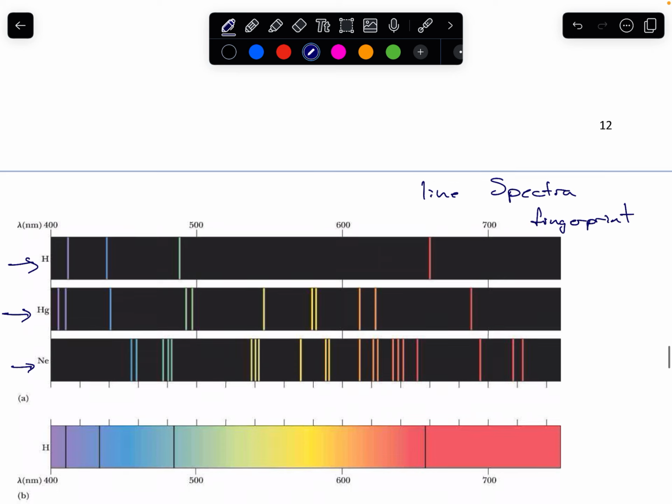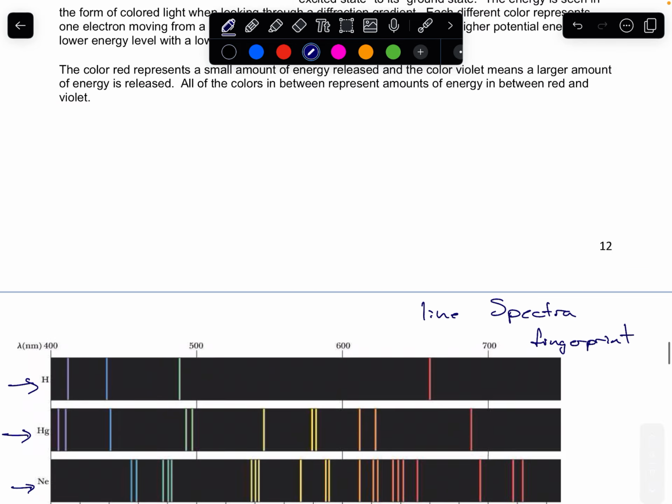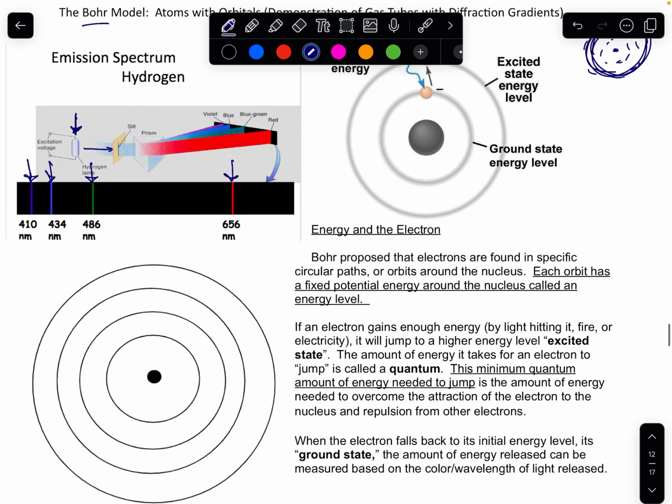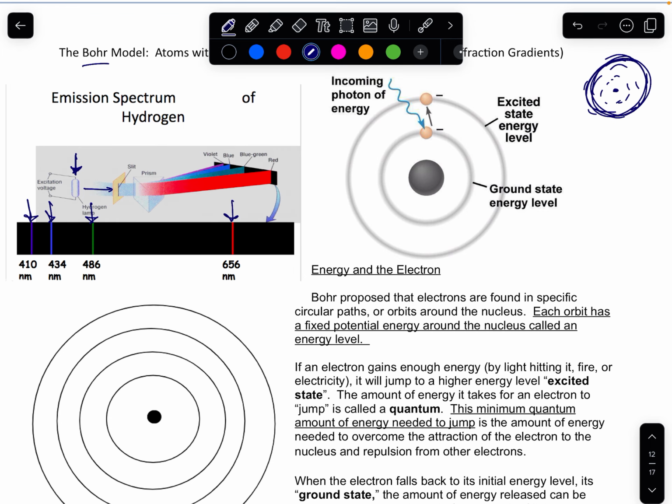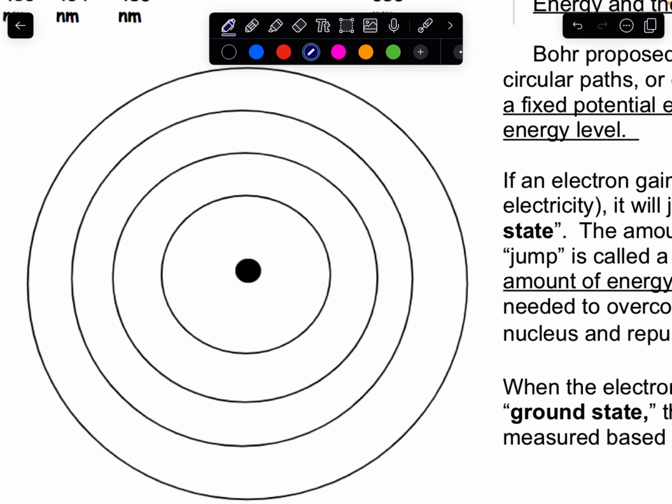So Niels Bohr wanted to use these spectra to figure out why we have these lines. Why are they where they are? Why are they always the same color? Why are they always in the same places? So he developed this model of the atom where, instead of having electrons just flying around the nucleus, they are in what we call energy levels.